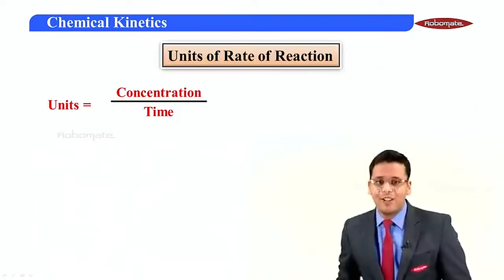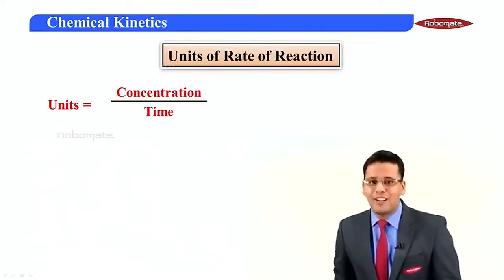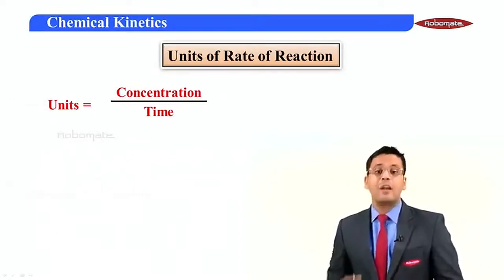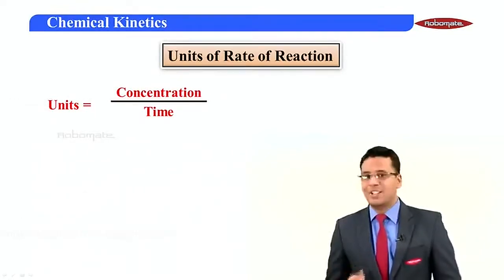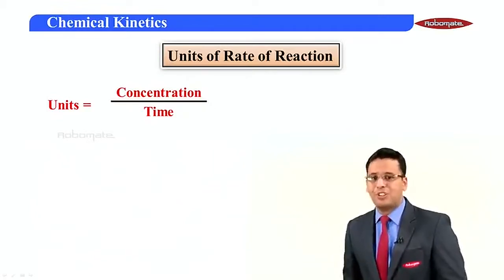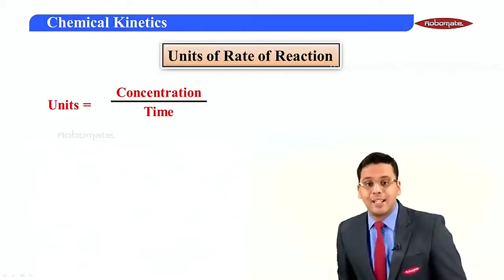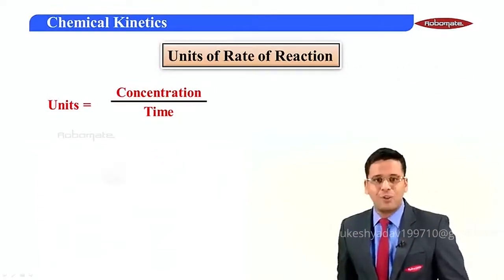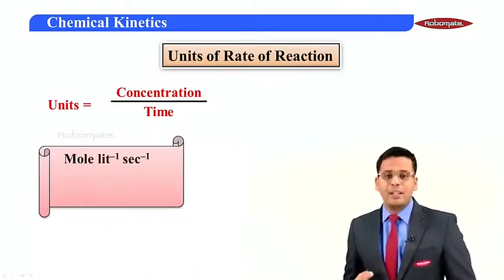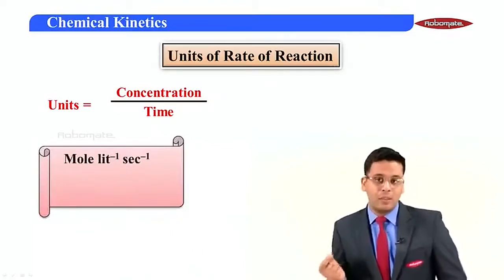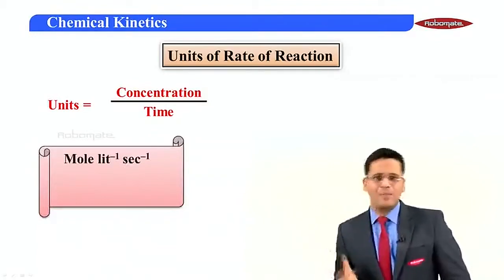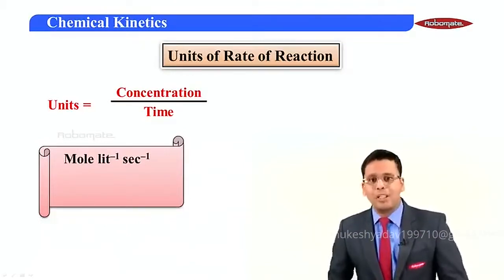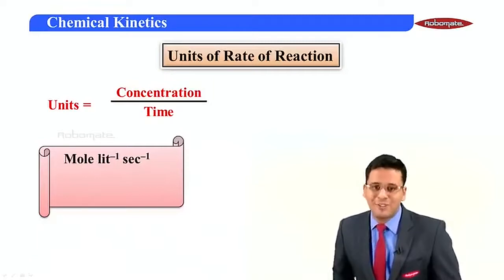Now tell me, dear students, what is the most commonly used unit of concentration? We know that it is mole per liter. And the most commonly used unit of time is second. So I can say that the unit of rate of reaction will be mole per liter per second. Mole per liter is concentration, per time, that is second. So mole per liter per second is the most commonly used unit for rate of reaction.